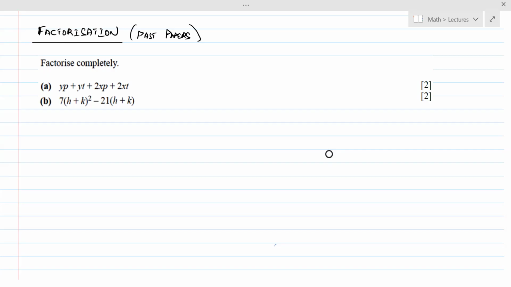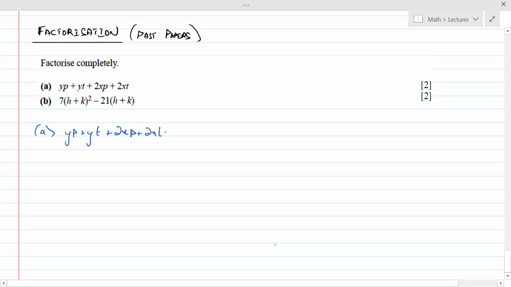Now, in the very first part, we have yp plus yt plus 2xp plus 2xt. Here we can see there are 4 terms. So whenever you have 4 terms, you always go for grouping. And when you go for grouping here, you look for the first 2 and the later 2. For the first 2, you can see y as common. So y taken common. First term would be left with p. And the second term when y taken common would be left with t.